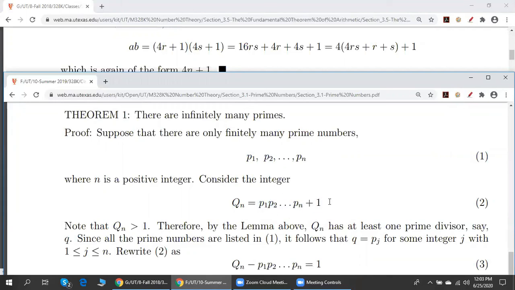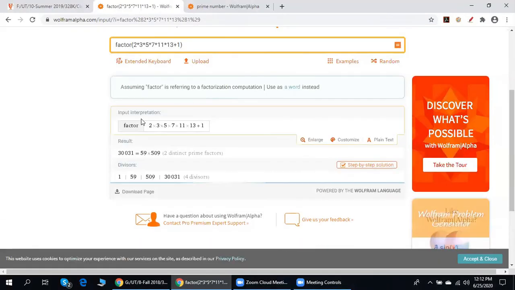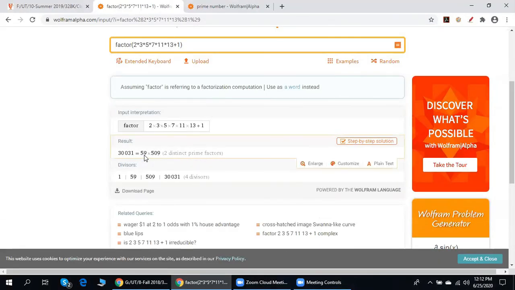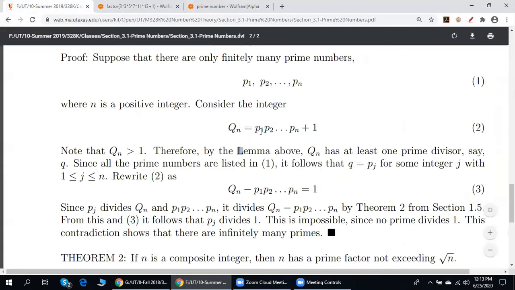You see? Okay, I see. For example, here's an example. This is not a prime number. Okay, cool. Conclusion: this number is not necessarily prime.